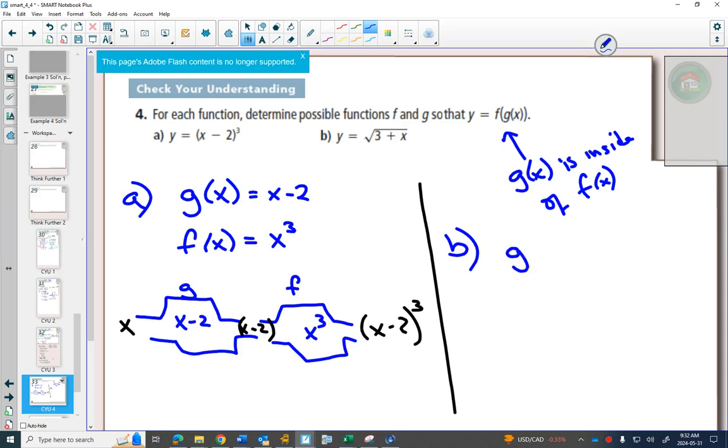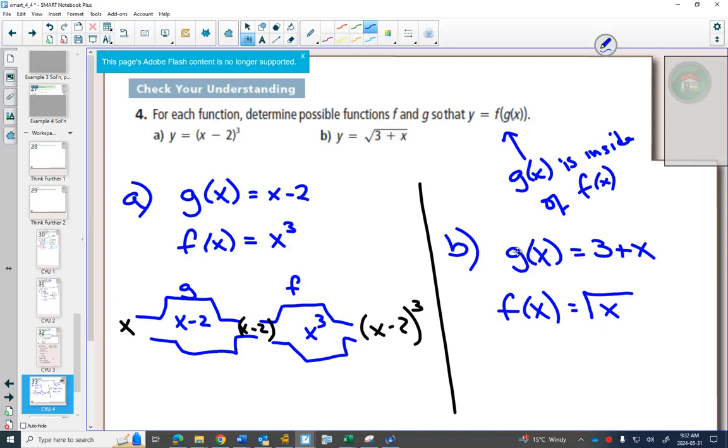All right. So now our g of x is 3 plus x. And our outside function, what's happening to the 3 plus x? It's getting square rooted. So our outside function is just square root of x.